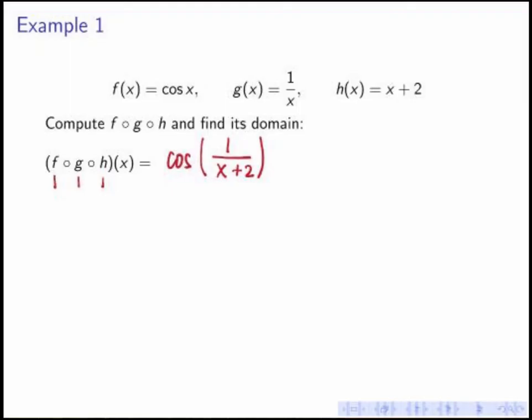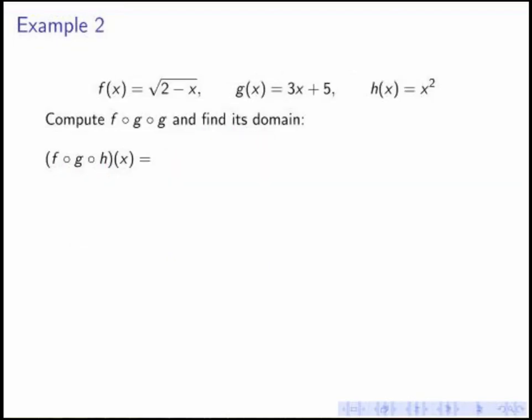Now let's look at the domain. So the domain of this function is then all real numbers, but we need to ensure the denominator is not equal to 0, so we can't have x to be minus 2.